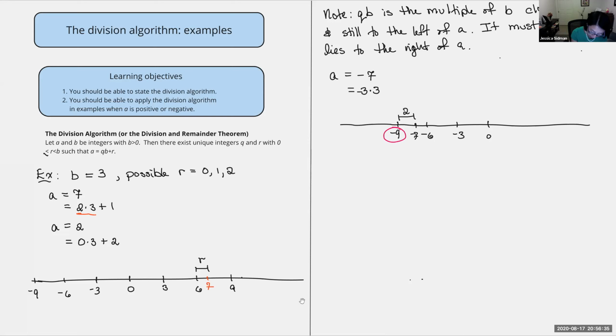of 2. Okay, and it's true, right, that -3 times 3 is -9, plus 2 is -7. It's always a little bit tricky when you do the division algorithm and the a is negative, but you have to remember, you want to go to the left of the a, as close as you can. So that is the division algorithm, and you'll have lots of exercises to practice with.